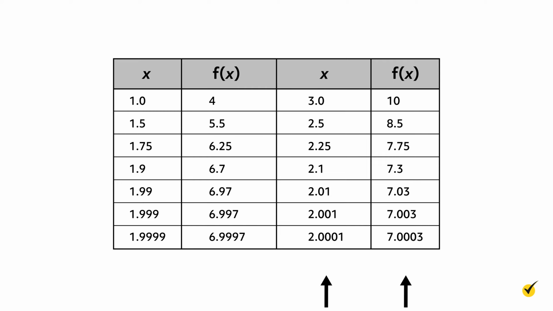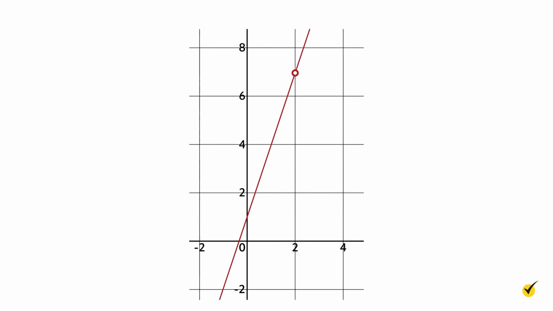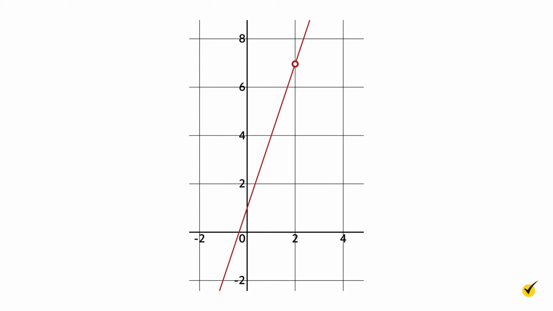Now observe the right side of this table, which provides the values of f as x gets closer and closer to 2 from the right. The third column starts with x at 3 and moves leftward closer and closer to 2 in a similar way to the movement in the first column. And we can see in the fourth column that the corresponding values of f at these x's are getting closer and closer to 7. We can also see this behavior in the graph of f of x.